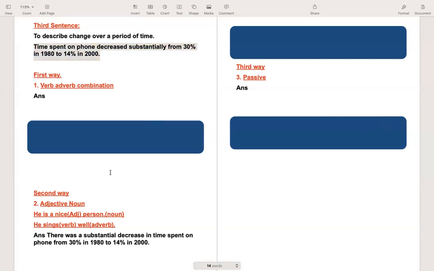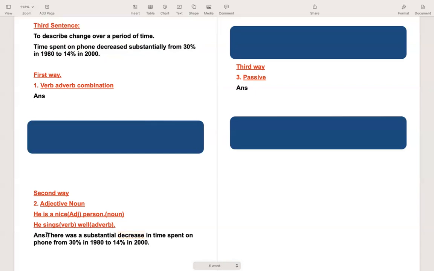Okay. Now let's look at noun. In the noun case, I'm not going to take the verb decreased. I'm going to take the noun form of decreased. The noun form of decreased is decrease. Now, what kind of adjective will come for this noun? Substantial. Because how was the decrease? The decrease was substantial.